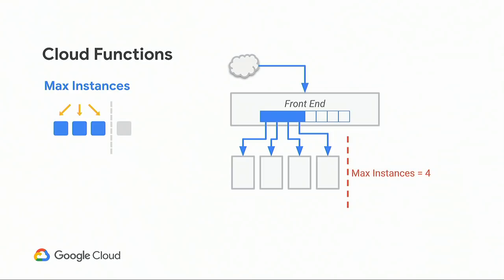What max instances allows you to do is specify an upper bound to that. So you'll tell us, in this case, max instances is 4. We won't create more than 4 instances. Subsequent requests that come in will be queued.